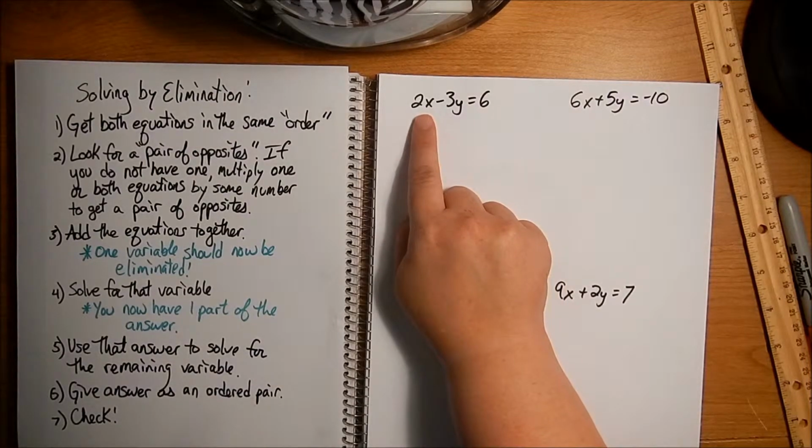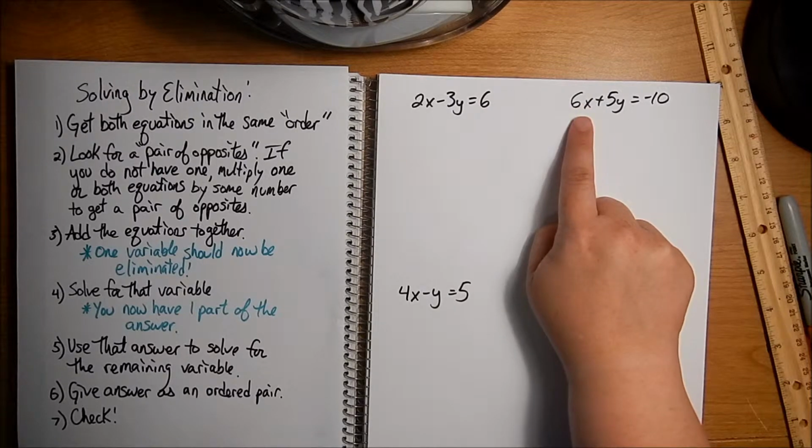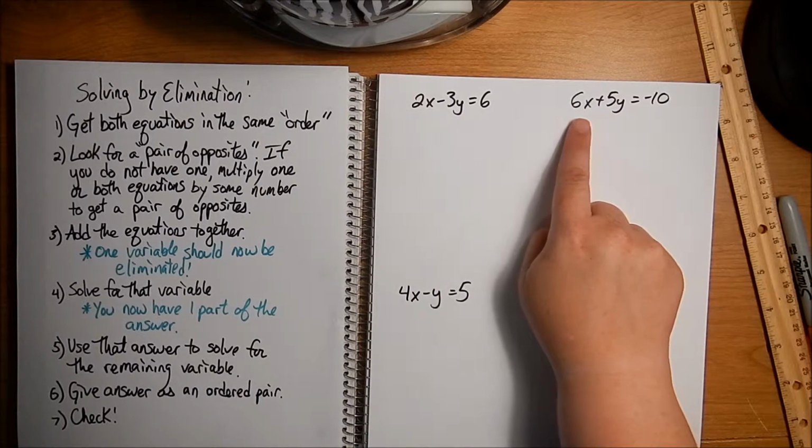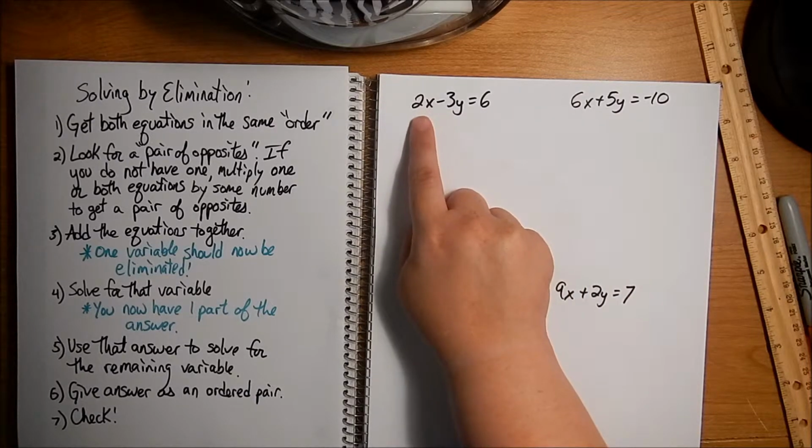Okay, I have a 2x here. I'd like that to be a -2x. There's not really an easy way I can do that, but I could do it the other way. That's a positive 6x. I'd like that to be a -6x. Is there something I can multiply this by to make that a -6? Yeah, I can multiply by a -3.